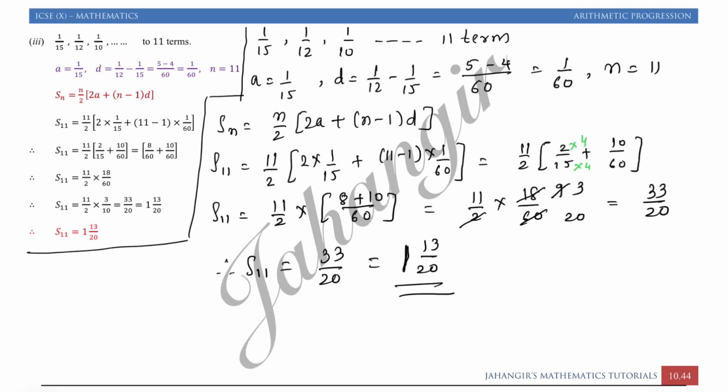Hope you understood how to find the sum. It's very simple. Memorize the formula, just put in the values, and you will get the answer.